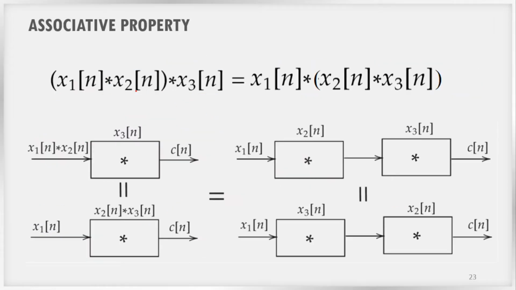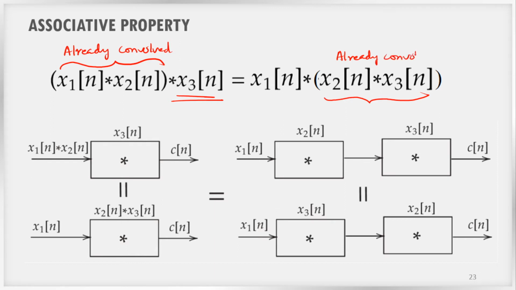The associative property says that we have an already convolved signal, x1 of n and x2 of n already convolved, right? If you convolve that with x3 of n, then that is equal to convolving x2 of n and x3 of n first, which is another already convolved signal, and you can then convolve that with x1 of n, right? So this is what the associative property says.